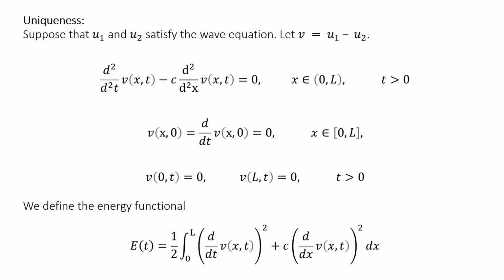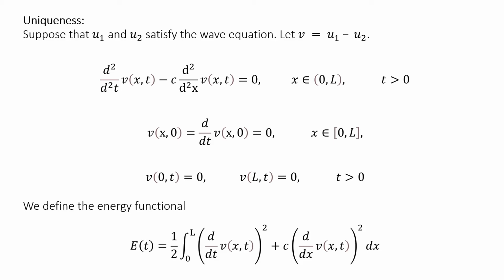That is, the function v satisfies the wave equation with a homogeneous external force. It satisfies homogeneous initial values and homogeneous boundary conditions. We want to show that v equals 0. That will show uniqueness. And to do so, we take a look at the energy of the system. That is a new concept. But we've seen something similar before in the discussion of second-order ordinary differential equations.